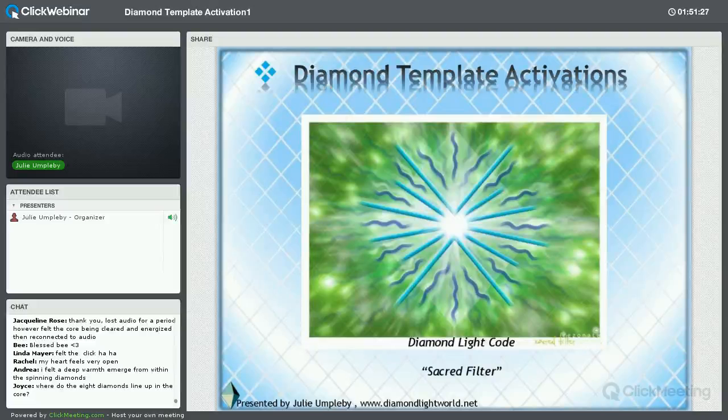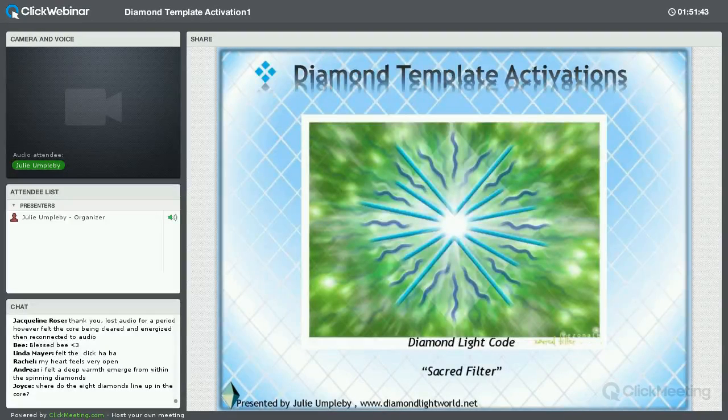Jacqueline says, felt the core being cleared and energized and then reconnected to the audio. Oh, how interesting. Heart feels very open. I felt a deep warmth emerging from within the spinning diamonds. Yeah, there is a heat. Where do the 8 diamonds line up in the core?